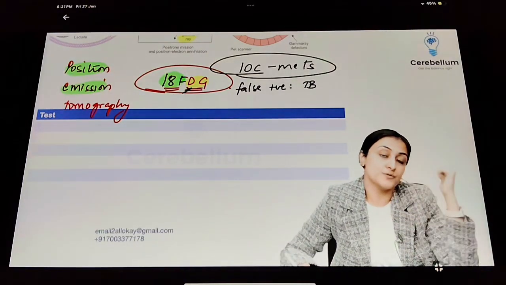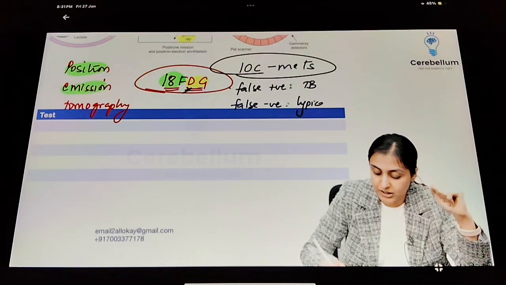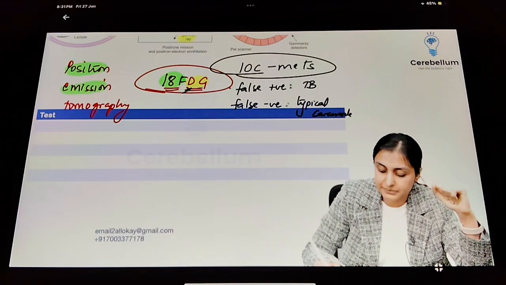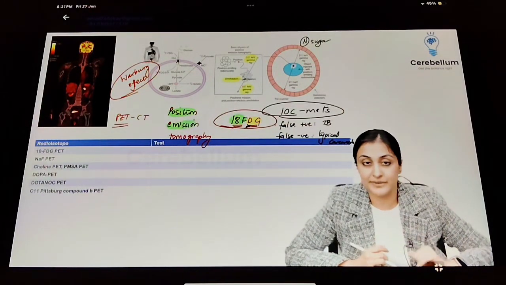Active tuberculosis can also show you a false positive PET workup, and you can see a false negative, meaning you have a tumor but still the PET is negative. That is a typical carcinoid. So typical carcinoids tend to give you a false negative with PET. So that's a repeat question again.